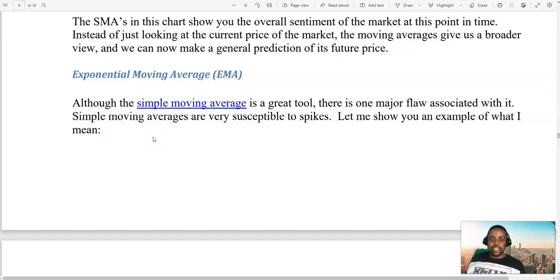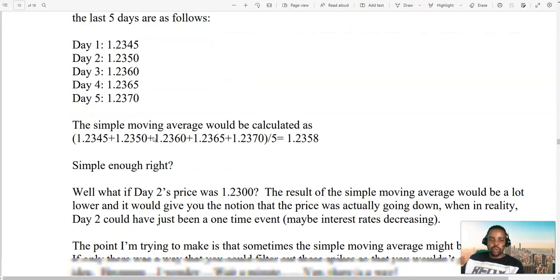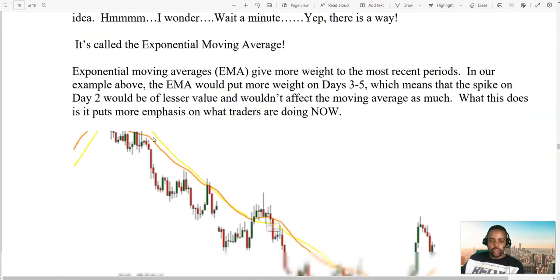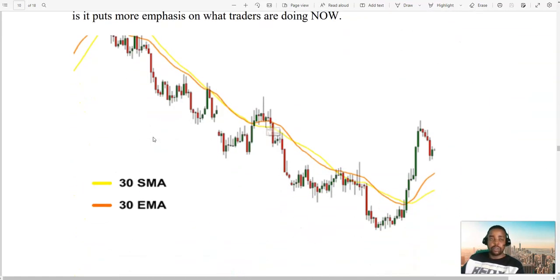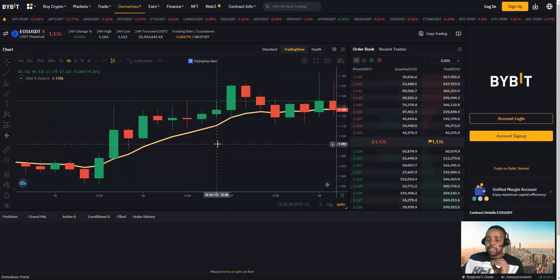Although the simple moving average is a great tool, there is one major flaw associated with it. Simple moving averages are very susceptible to spikes. Okay, let me show you an example. They have an example where they do calculations and so forth. I will not go into it, but when they say that it's susceptible to spikes, it means that it cannot take into account some of the things that the exponential moving average does.